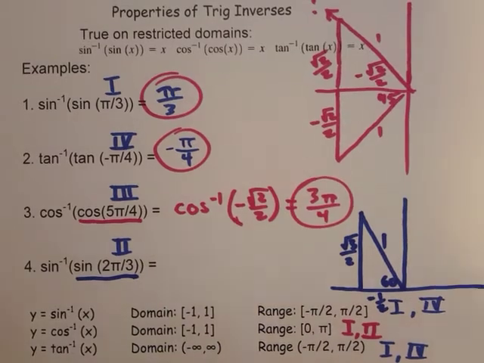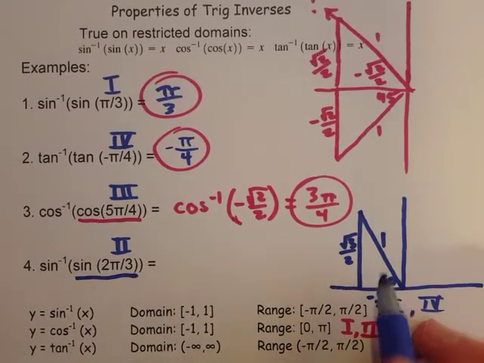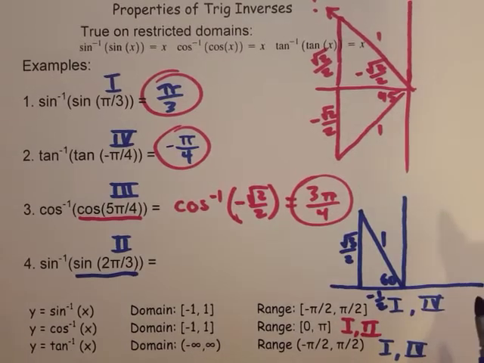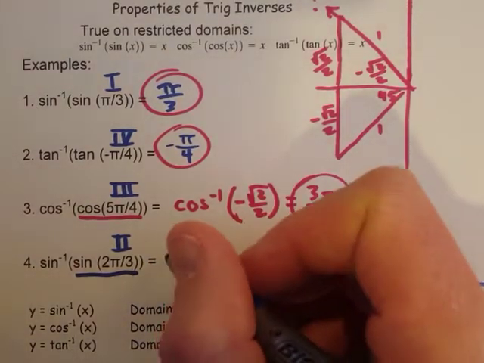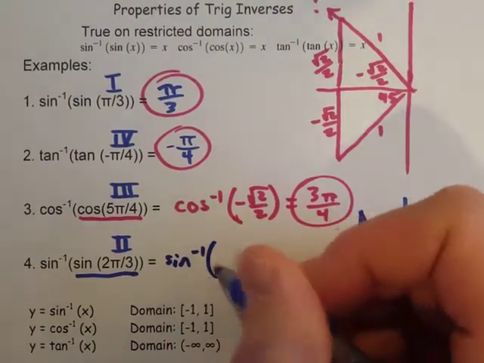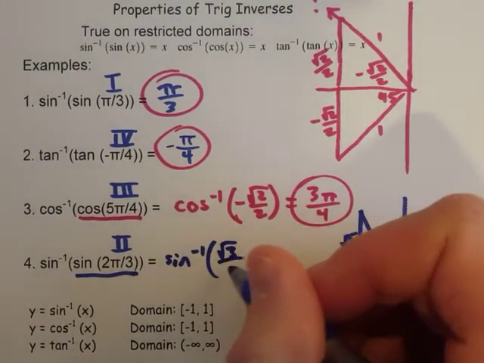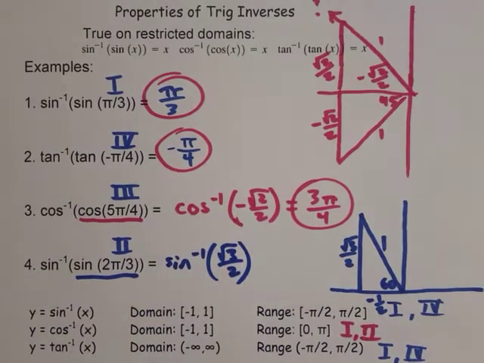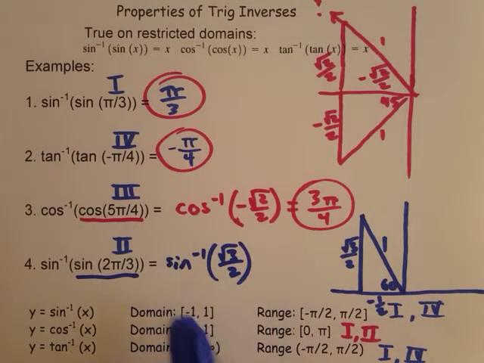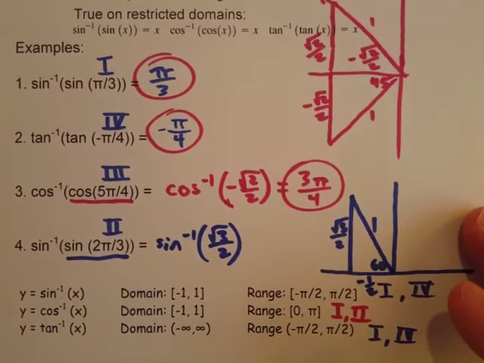Okay, so sine of 2 pi over 3 is going to be opposite over hypotenuse, so that is square root of 3 over 2. That means we rewrite this as sine inverse of square root of 3 over 2. All right, individually speaking here, we're going to now evaluate this inverse trig function.